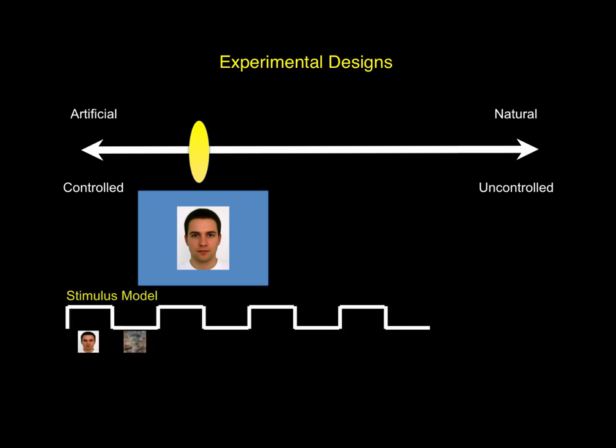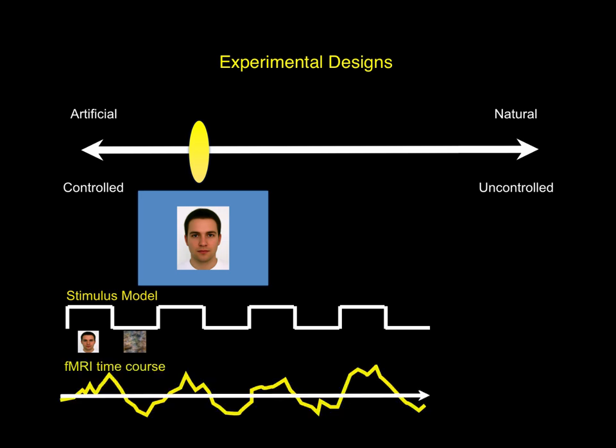Most people do this in a block design. They're going to present a bunch of faces, then they're going to present some scrambled images or objects or something like that, and then they're going to do a contrast between the fMRI during the viewing of a face versus the viewing of some other stimulus set. And this has worked great for modeling a lot of different processes in the brain.